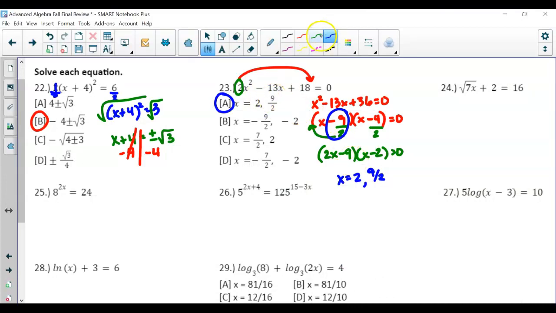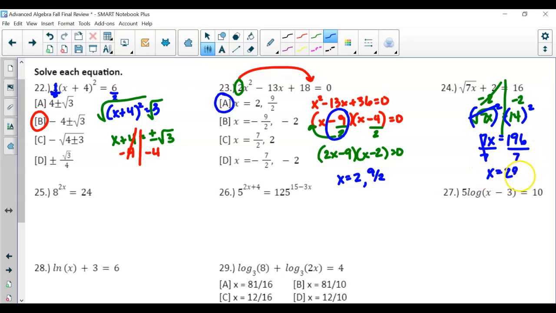So then question 24. Again, you got to get the radical here by itself. So subtract 2 from both sides. So now I've got the square root of 7x is equal to 14. Now don't divide by 7 because it's inside of the radical. So that's why you need to square both sides first. Get rid of the radical. Now I've got 7x is equal to 196. Now divide by 7 and x is equal to 28.